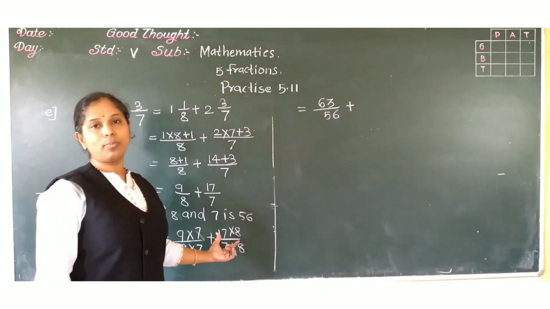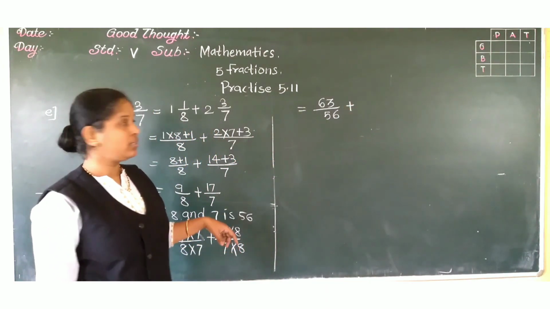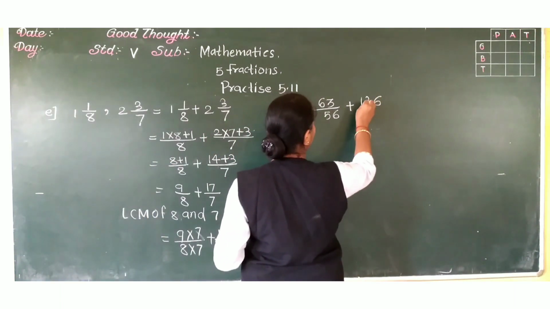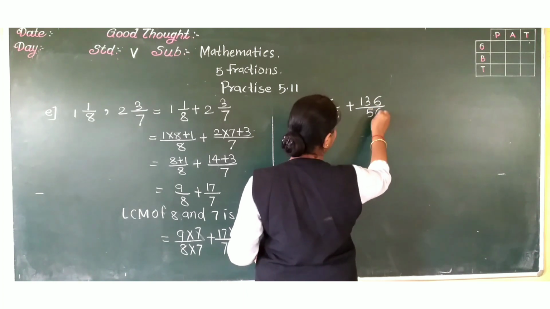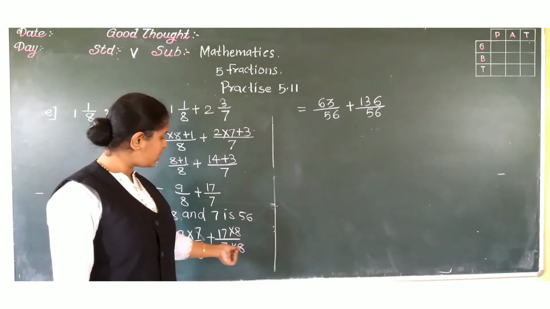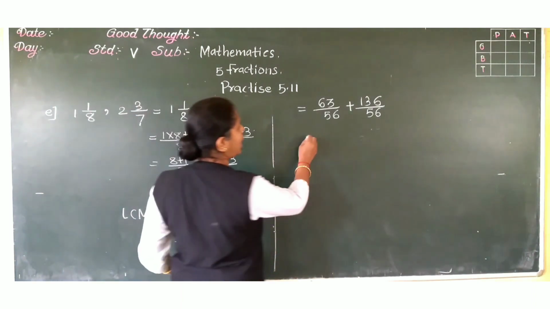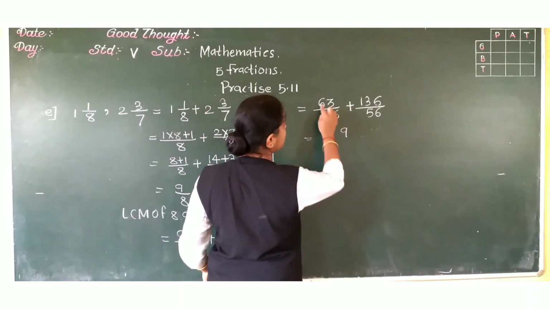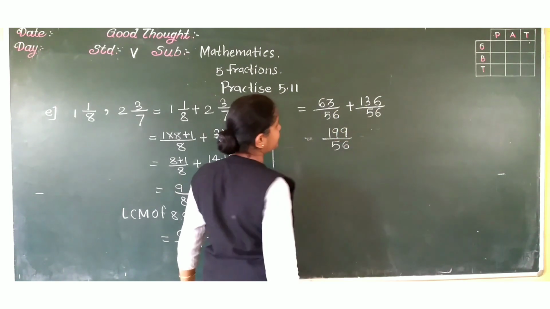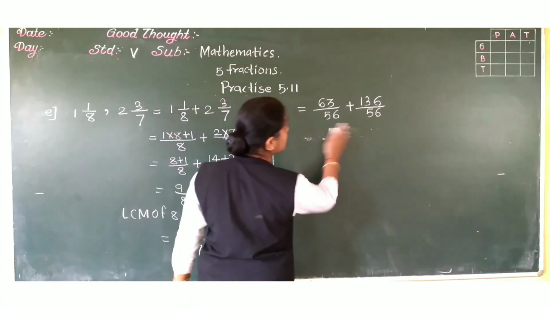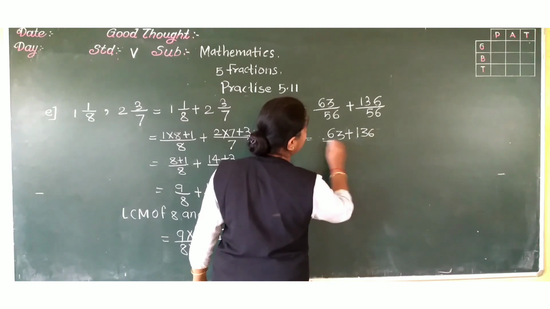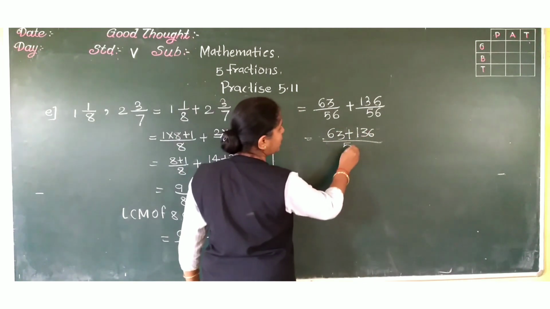This 17 8s are how much? For that we require the table. So 17 8s are how much? 136 upon 56. Okay, 17 8s are 136 and 7 8s are 56. That is 63 plus 136 upon 56. Now as denominators are equal, we have to add only numerators. Denominators write common.